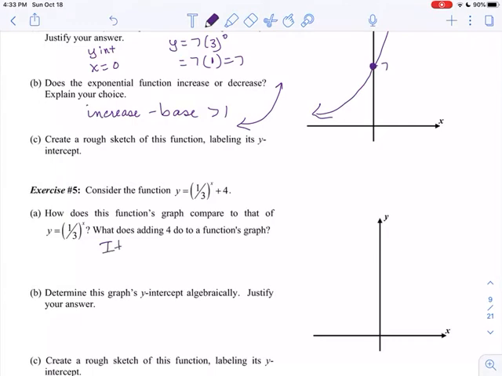All right, so how does the function's graph compare? We just looked at it. It will shift the graph up. And we learned about these transformations already. We're going to sum them up again at the bottom. It will shift the graph up 4 units.